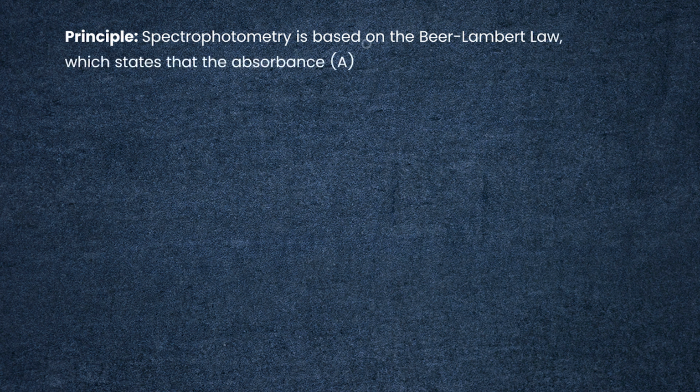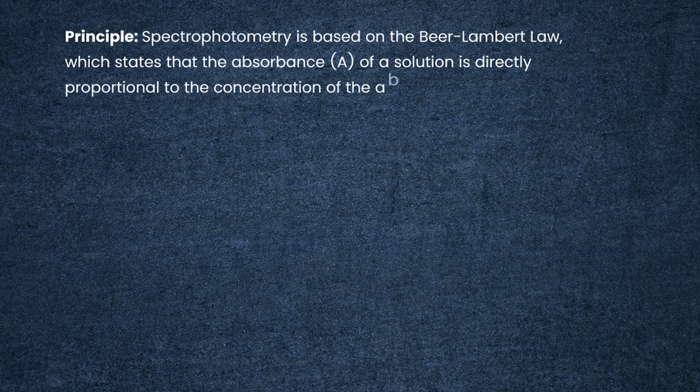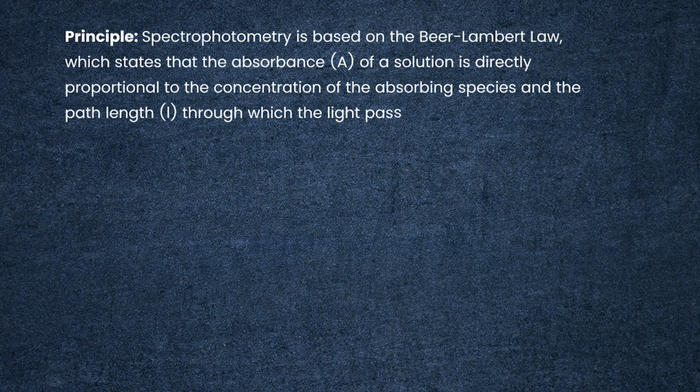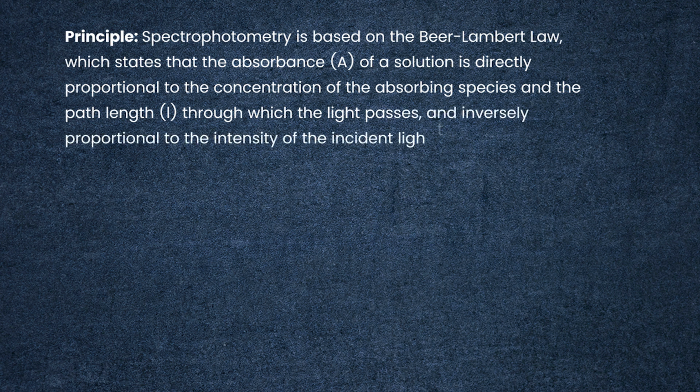Basically, talking about the principle of spectrophotometry, it is based on the Beer-Lambert law, which states that the absorbance of a solution is directly proportional to the concentration of the absorbing species or biomolecules and the path length through which the light passes, and inversely proportional to the intensity of the incident light. So, we can write it as A equals epsilon c l.